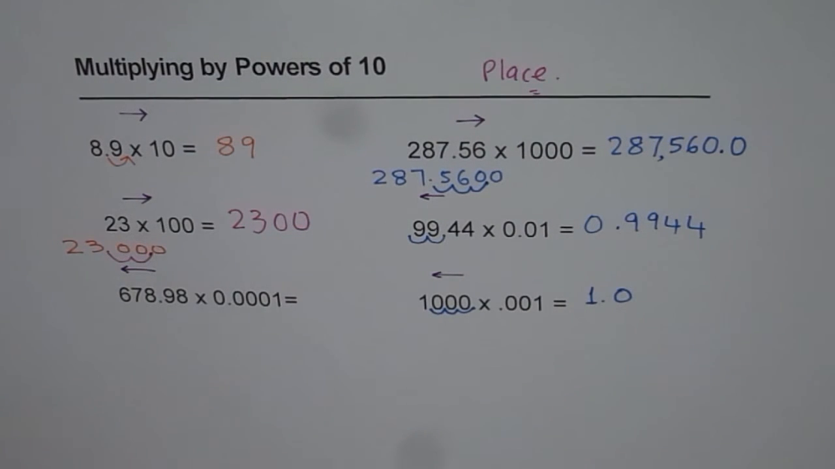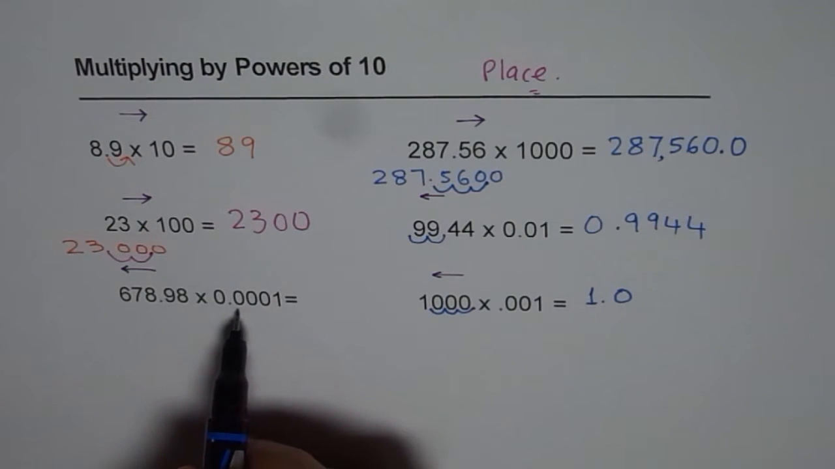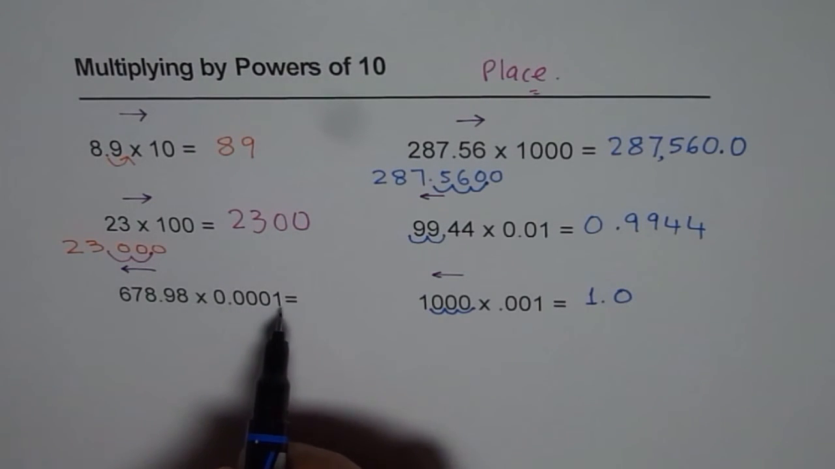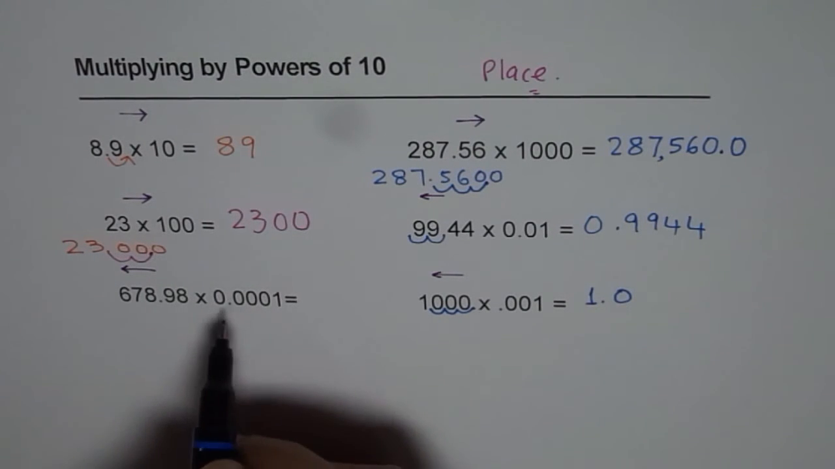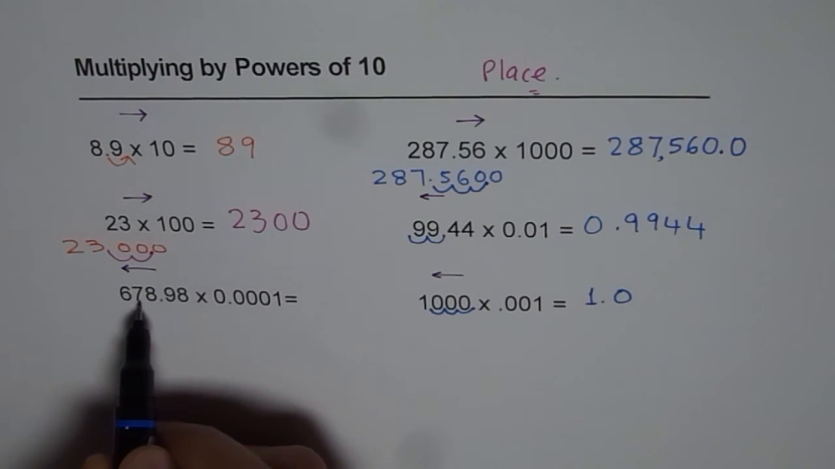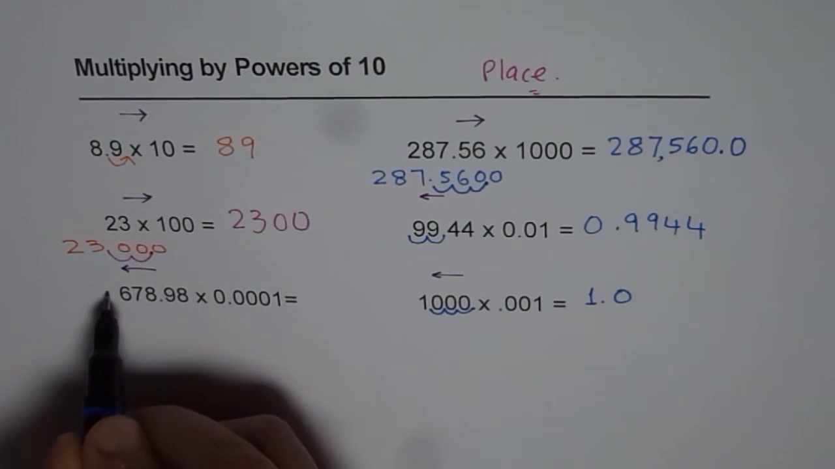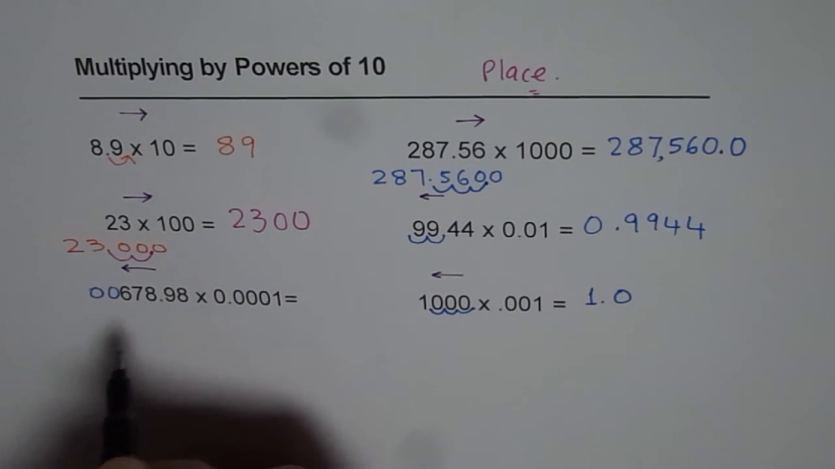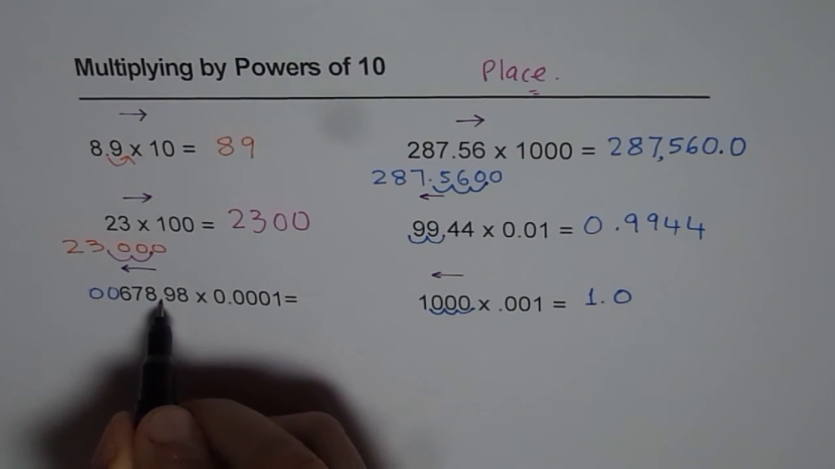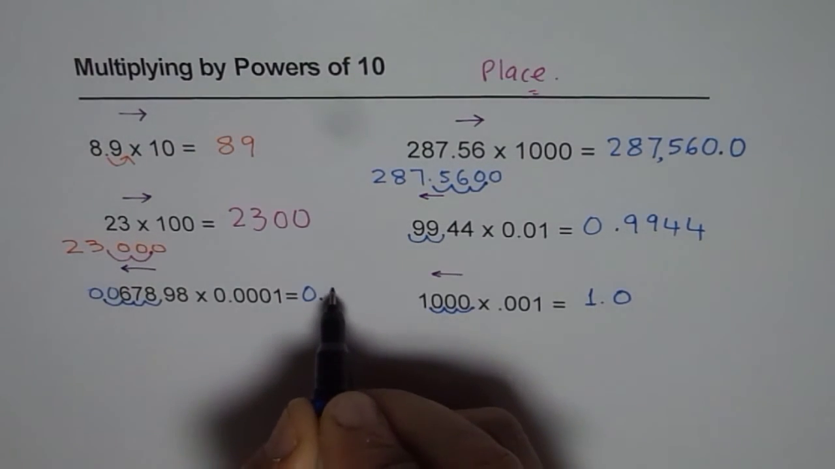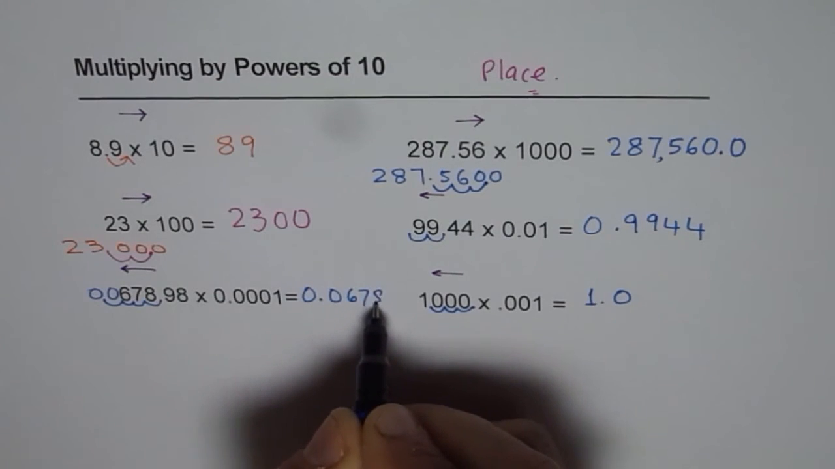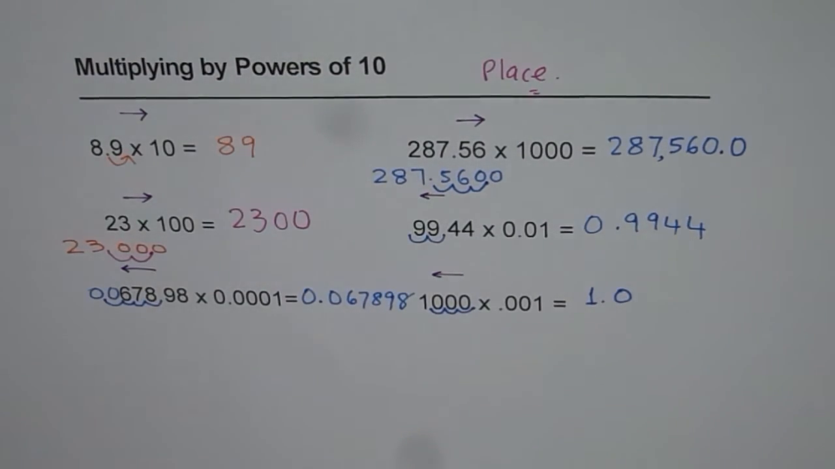Now here in this question, we are multiplying by 1 in the 10th, 100th, 1000th, 10,000th place. Oh, so 1, 2, 3, 4 decimal places I have to move. I don't have zeros here, so let me add zeros here like this. And now I can move 4 decimal places. 1, 2, 3, and 4. So the answer is 0.06788. So that is how you can easily multiply by powers of 10 and ace your paper, right?